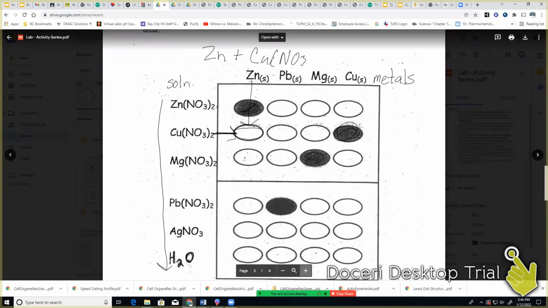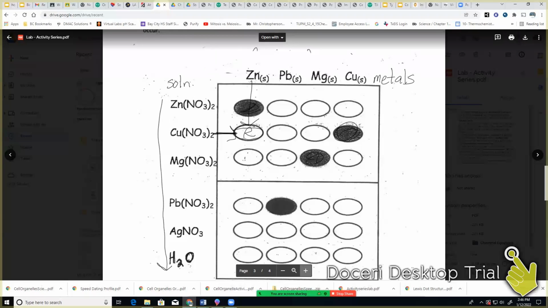And on your prediction, all you're doing is saying whether it's going to be an NR or whether it's going to be an R. It's going to be a reaction. So we've got to see, will zinc be able to replace that copper? Is that going to be a good reaction? Yes, it is. So you can just put R for reaction. That's all you've got to put. Right now, you're just predicting. Tomorrow, we're going to see if they actually happen.